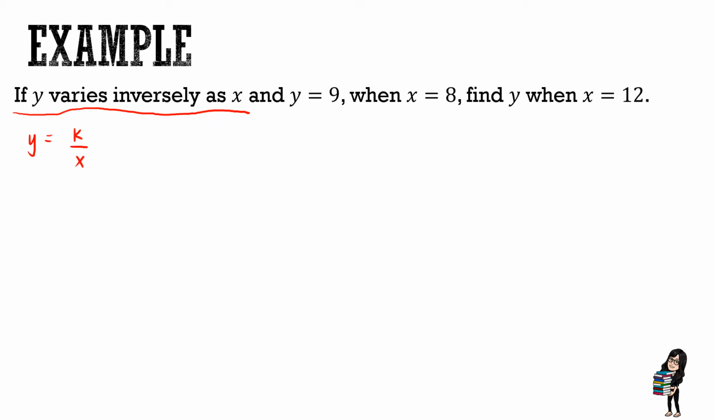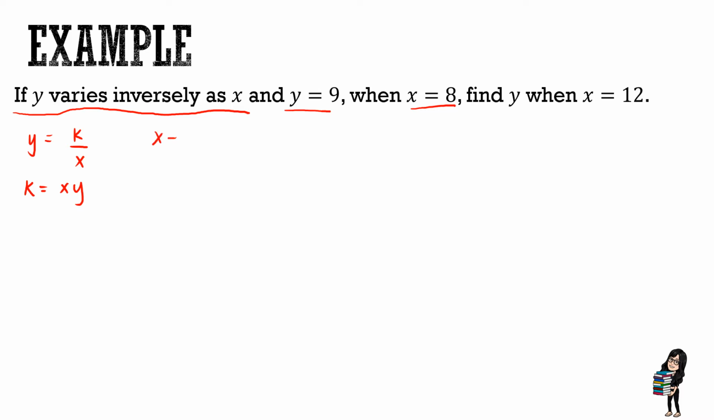To find the value of k, just simply multiply the value of x and y. Therefore, our formula is k is equal to x multiplied by y. The two given numbers, the value of x and the value of y, will be used to find the value of k.